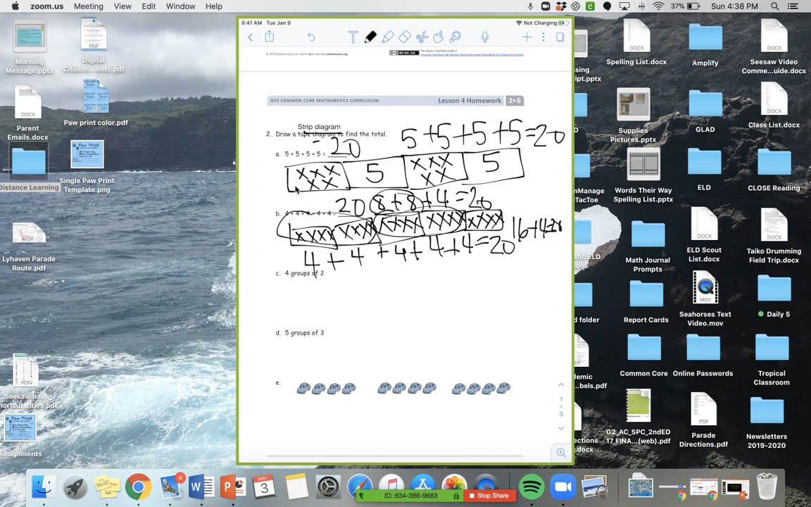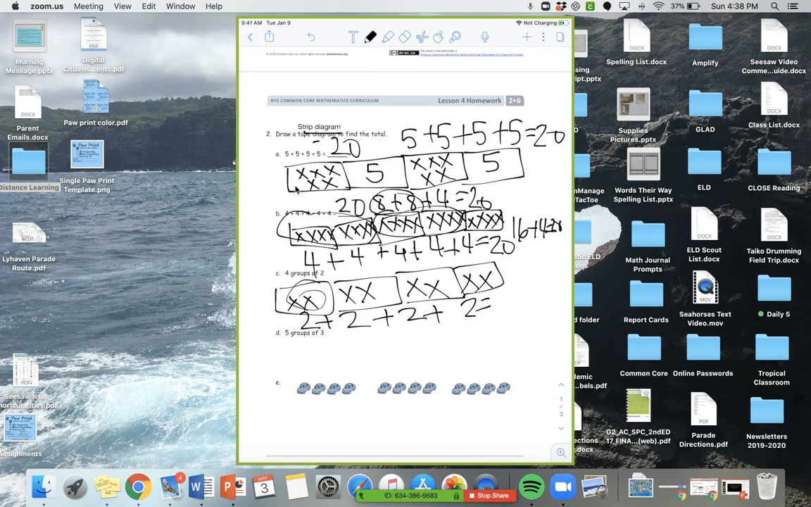Okay, so 4 groups of 2. 2 plus 2 plus 2 plus 2, which equals 2, 4, 6, 8.